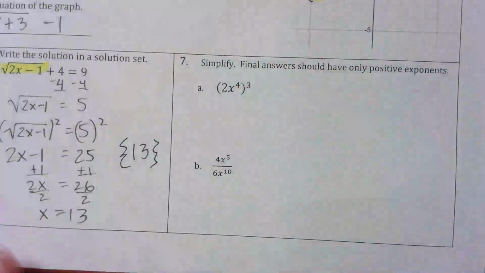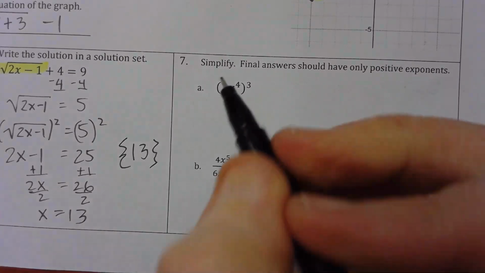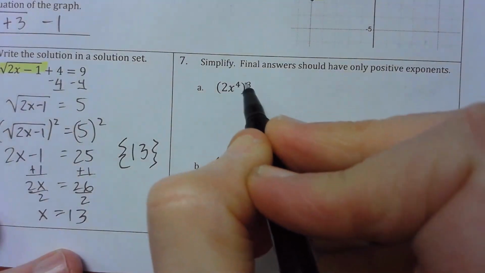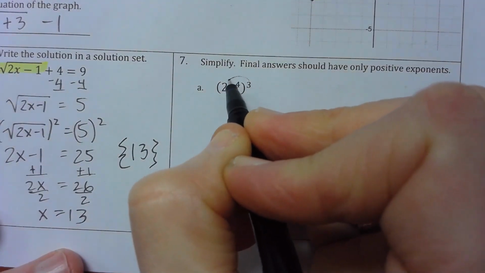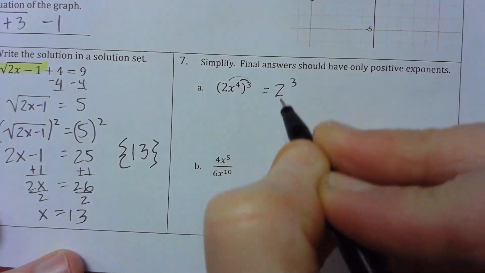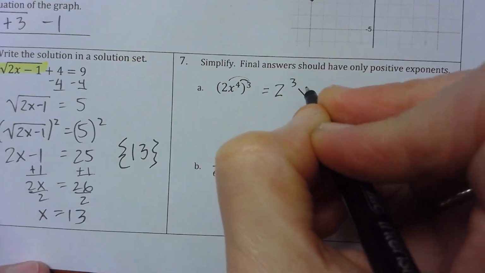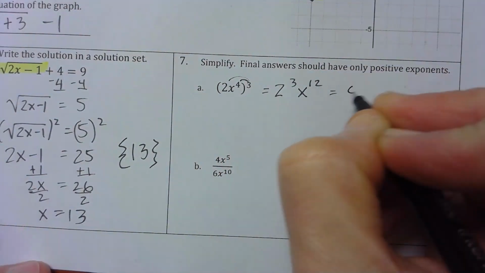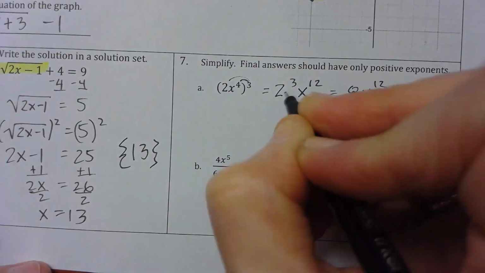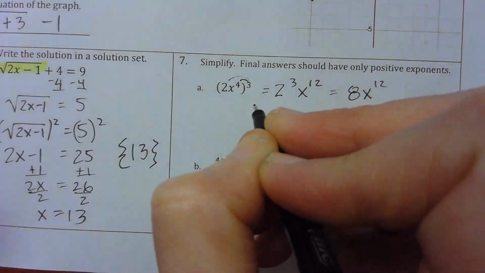And the final answer should have only positive exponents. Now, there's multiple ways to do these. First, I could use the exponent rules. That's one way to do these. So I could use my distributive rule first to bring this 3 onto the 2. So it would be 2 cubed. And then the power rule. The power rule says if you raise a power to another power, you multiply. So that would be to the 12th power. And that's 8x to the 12th power. 2 cubed is 8. The other way to do this problem is using expansion.